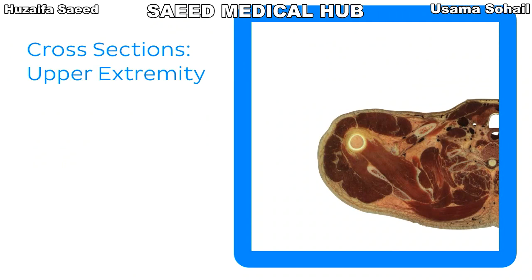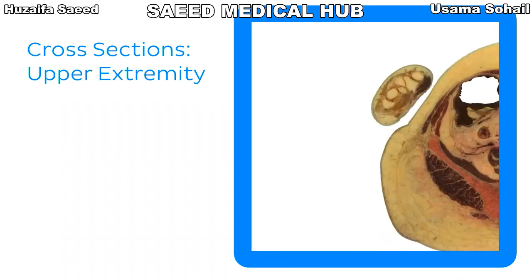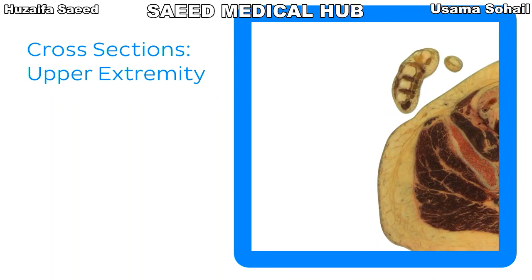Remember, this video tutorial is the second in a 4-part series on cross-sections of the upper limb. So in the next one, we'll be continuing distally into the region of the forearm, once again identifying the bones, the muscles, and the neurovasculature present there.